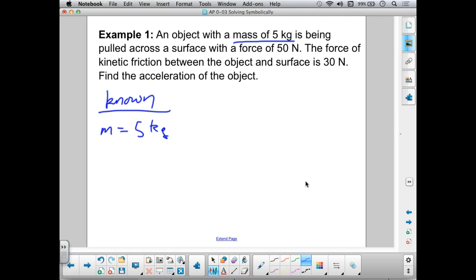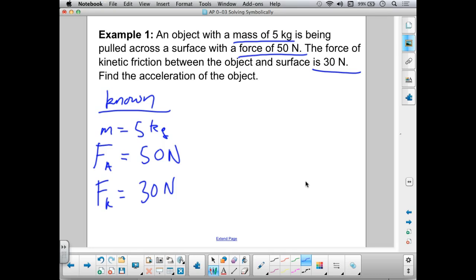Let's see, pulled across the surface with a force of 50 newtons. That is an applied force. We'll just call it FA, is 50 newtons. The force of kinetic friction between the object and the surface is 30 newtons. So we can list that as FK is 30 newtons. Great. And we are looking for the acceleration of the object. So I'm also going to make a note of that so that I know what I'm looking for. If I ever forget, I can do eyes on the prize and say, what am I looking for? I'm looking for acceleration.